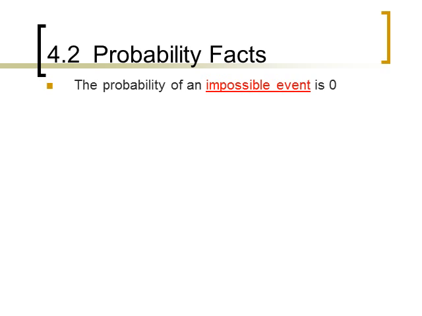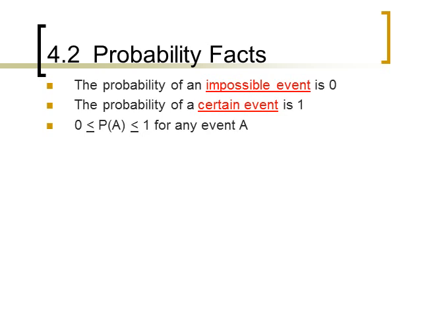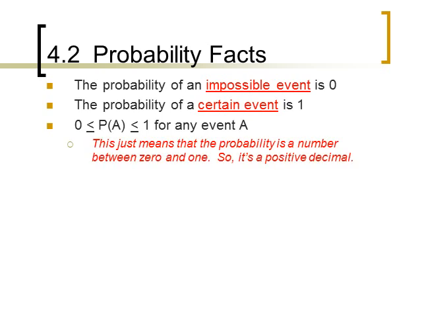And then here are some probability facts. The probability of an impossible event is 0. And then the probability of a certain event is 1 or 100%. So any probability should range between 0 and 1. And remember that percentages, for instance 50%, can be written as a decimal, 0.5. So the probability has to be a number between 0 and 1. It has to be a positive decimal.